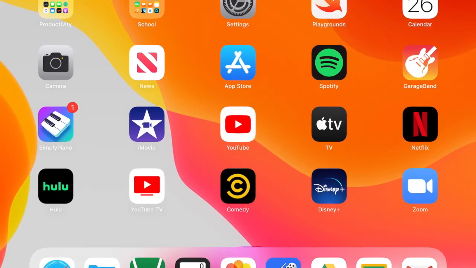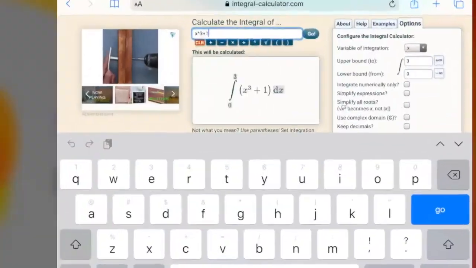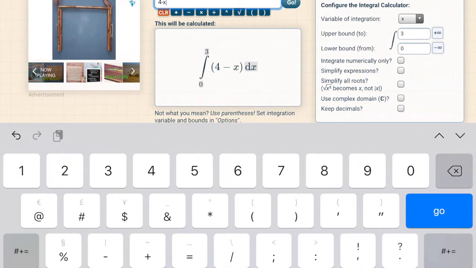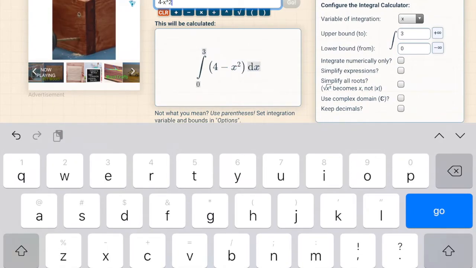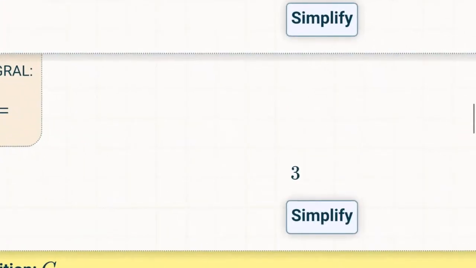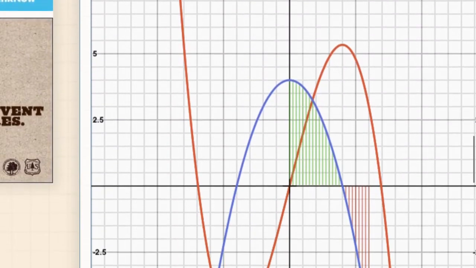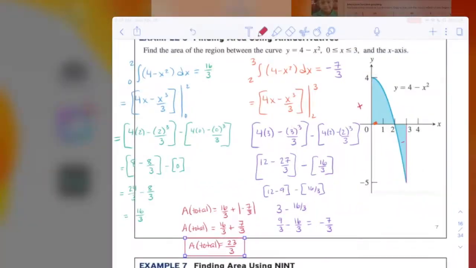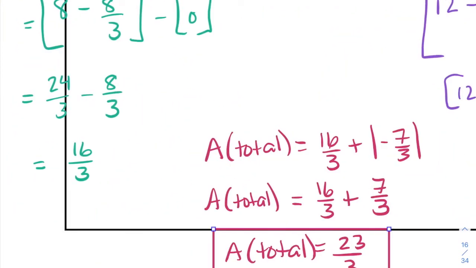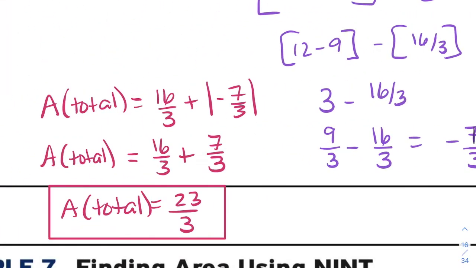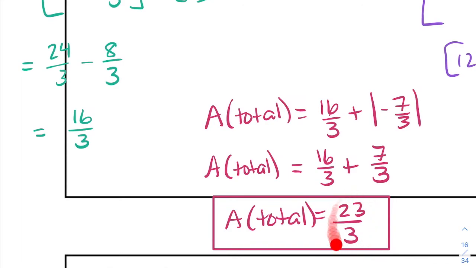The equation is, whoops, the equation is 4 minus x squared. 4 minus x to the 2. Let's see what it gives us. I'm thinking it's going to give us 3 because it's going to wipe it out. Look at that. Boom, it wiped it out. 3. You know why? Because it took our positive area and added it to our negative area and it cleared itself out. So it did 16/3 take away 7/3. What we want to do is 16 plus 7/3 to get 23/3.